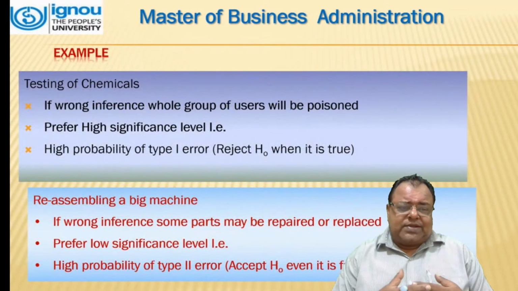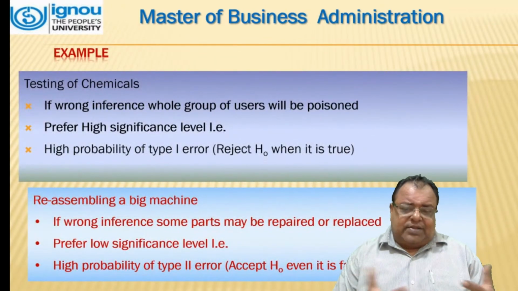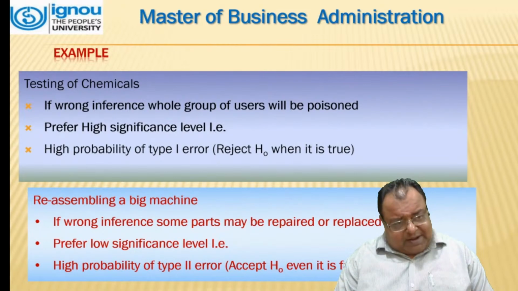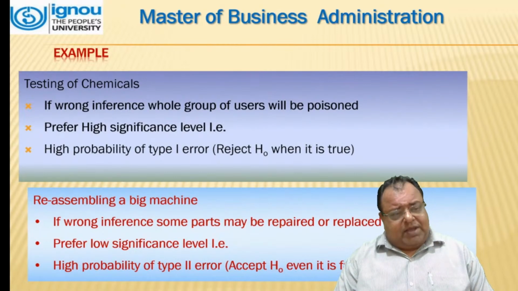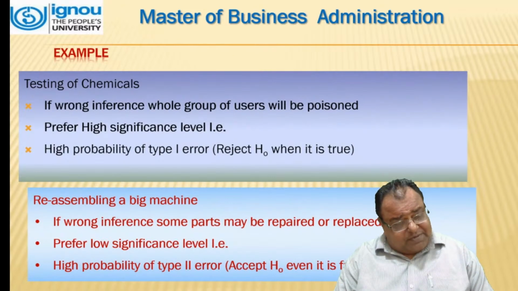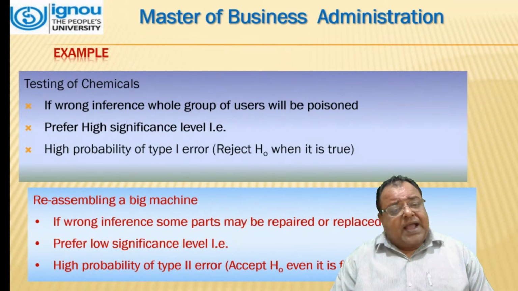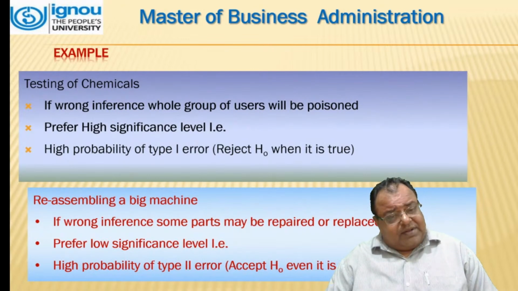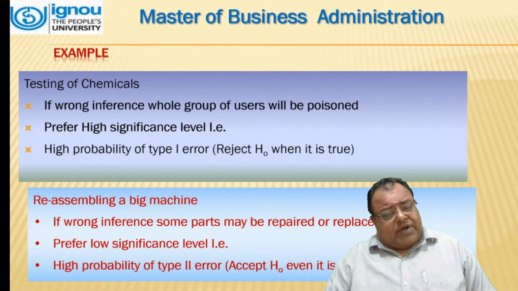Now we will see some examples where these types of errors are committed. In testing of a chemical, if wrong inferences are made, the whole group of users will be affected. So we prefer a high significance level. High probability of type 1 error, and we reject H naught when it is true.